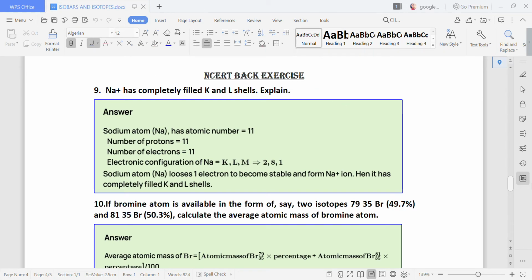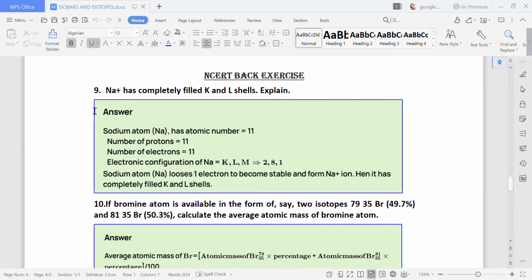Good morning, children. Today we are going to discuss a few questions that are given in your back exercise. I'll just explain these questions because you should be clear with the concepts. So, the first question, question number 9 in your NCERT back exercises, they are asking about Na plus.